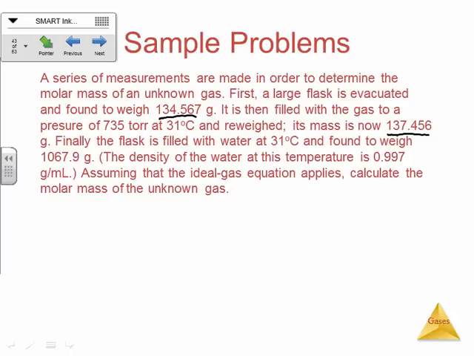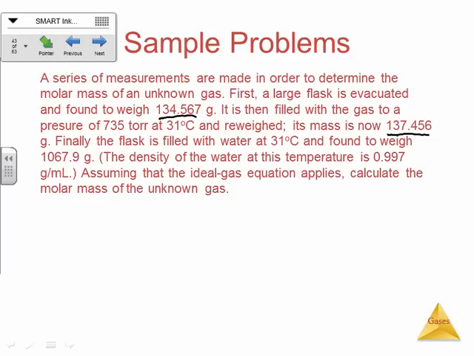And the pressure is 735 torr, and it's 31 degrees Celsius. And then it says the flask is filled with water, weighing 1,067.9 grams, and the density of the water is... they're not making this easy on us. So we're trying to calculate the molar mass of the unknown gas, and we know the mass of this gas, but we don't know its density or anything like that. Okay, we know the density of the water, but we don't know the density of the gas.